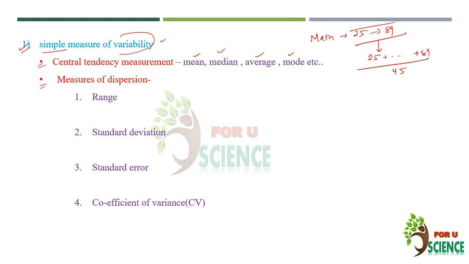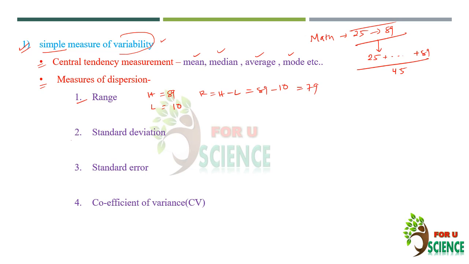How dispersed are the values? It is the degree to which the numerical data tend to spread about the mean value. We can analyze it using the range, which is the difference between the lowest and the highest value. Suppose the highest number is 89 and the lowest number is 10. Then the range will be highest number minus lowest number, 89 minus 10, that is 79.